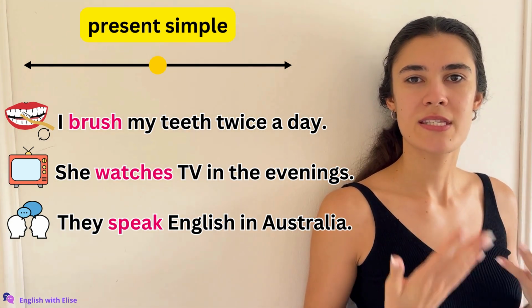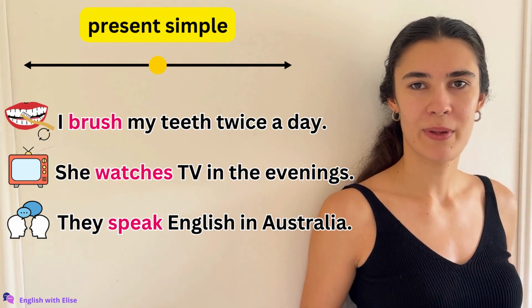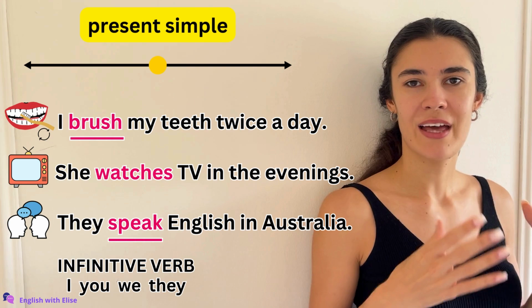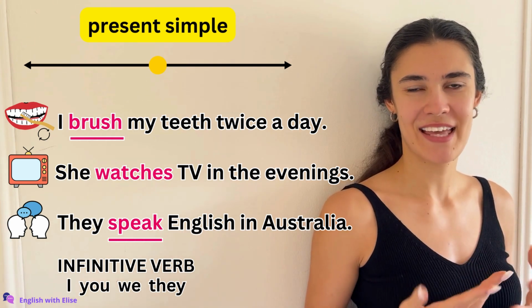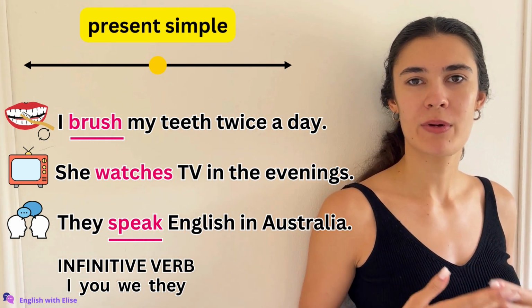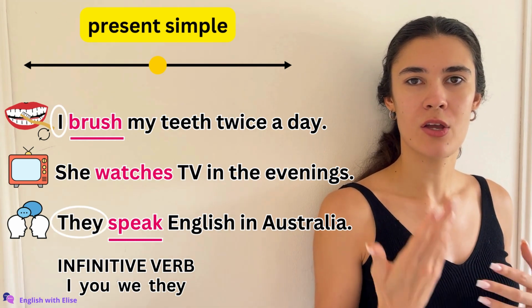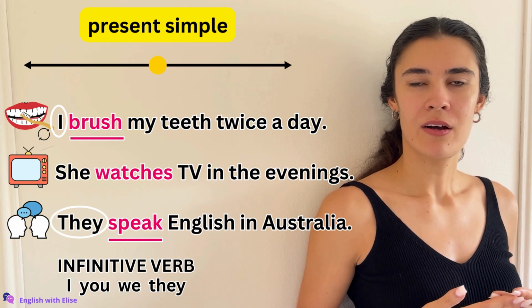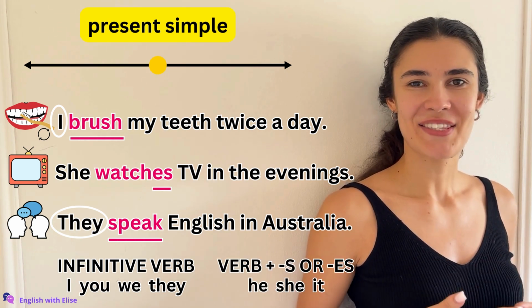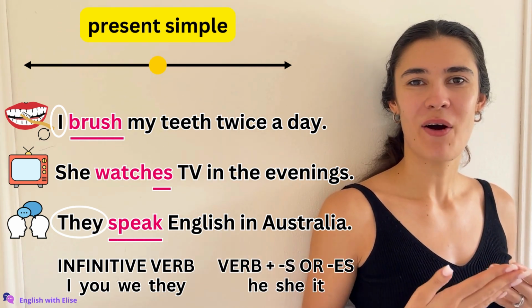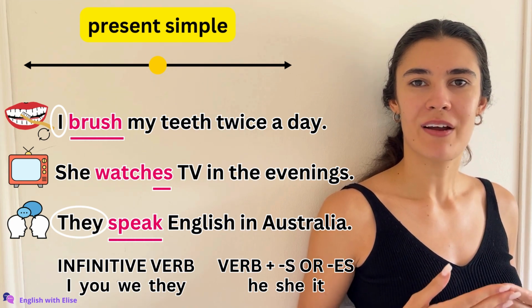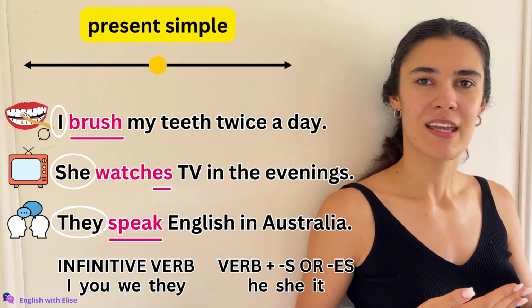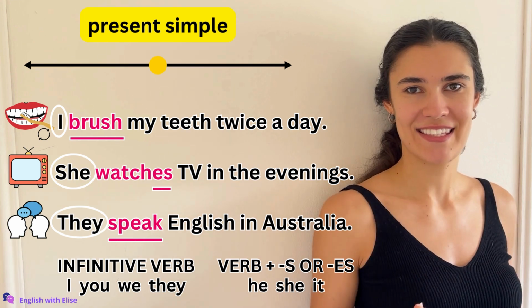To use the present simple, we need to keep the verb in its infinitive form without s or es at the end of the verb for when we're talking about I, you, we, and they. However, we need to add an s or es to the end of the verb when we're talking about third person pronouns he, she, and it.